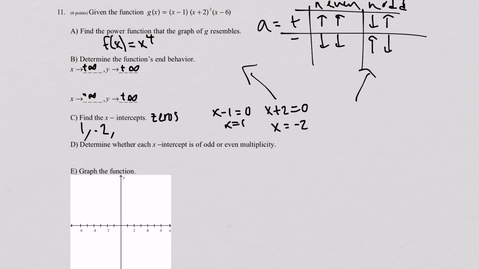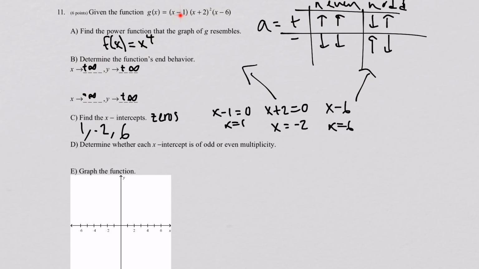That's the next one. And x minus 6 equals 0, which means that x equals 6. That's the last one. There are 3 zeros. Determine whether each x-intercept is of odd or even multiplicity. You can tell that by looking at the original function and seeing how many times does each factor happen.